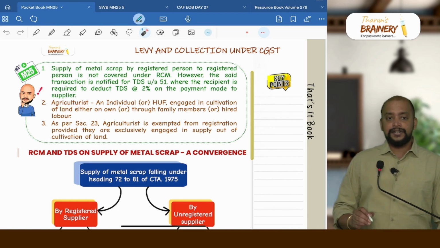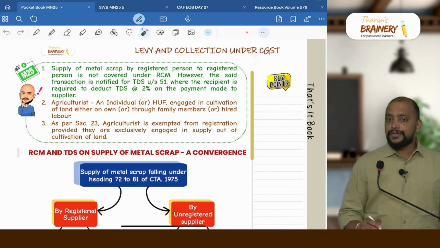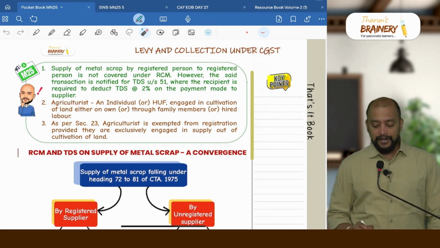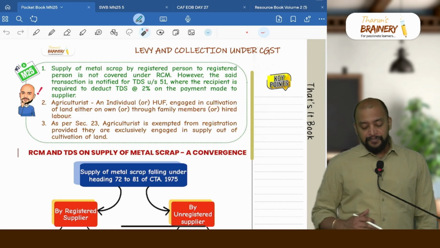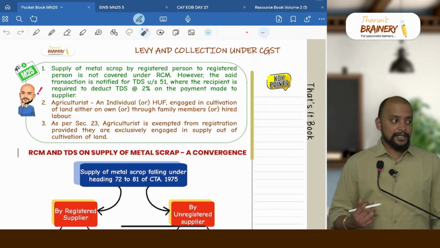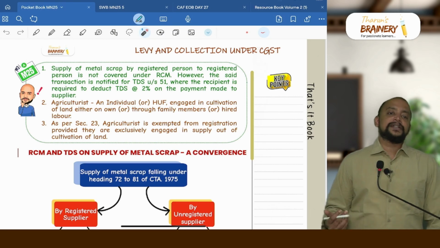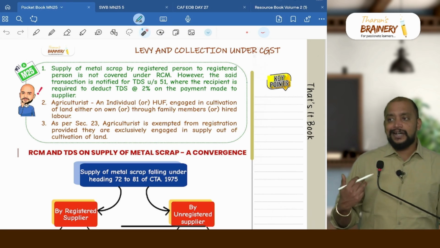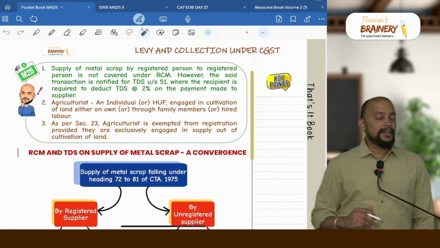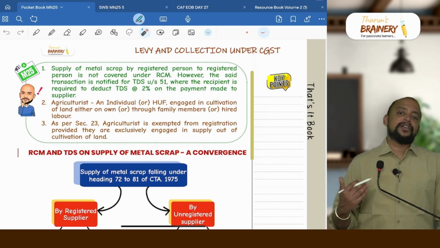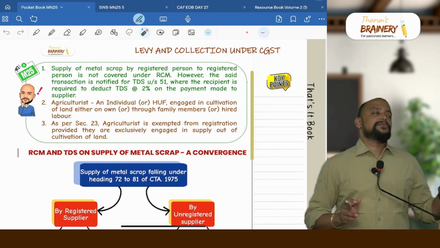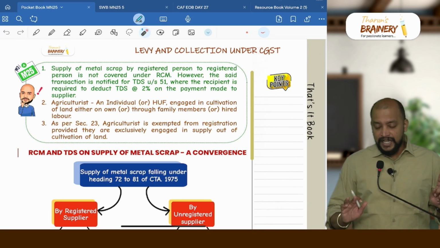Who is an agriculturist? Agriculturist means an individual or a HUF, only individual or HUF, engaged in cultivation of land either on their own or through family members or hired labor. So if the agriculturist is any other person, then it will not come under RCM, it will be FCM only. Wherever it is FCM, simple. If they are registered, they will pay GST. If they are not registered, they will not pay GST, but the charge will not change. The charge will be FCM only.